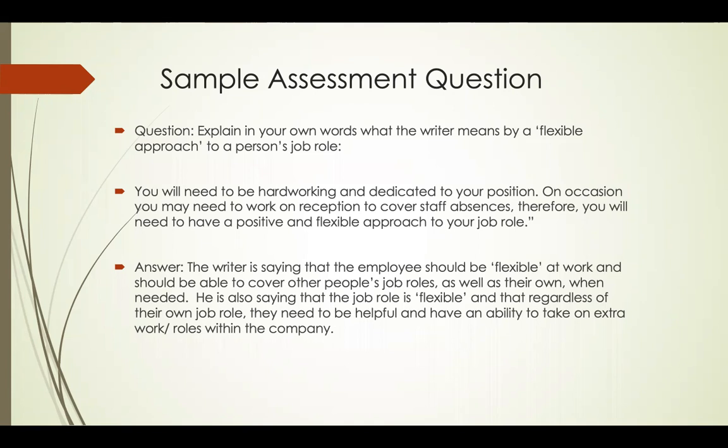So the employee is required to be versatile, and because there are staff absences, you may be required to do things that you are not always expected to do. So this is what we mean by flexible in this question.